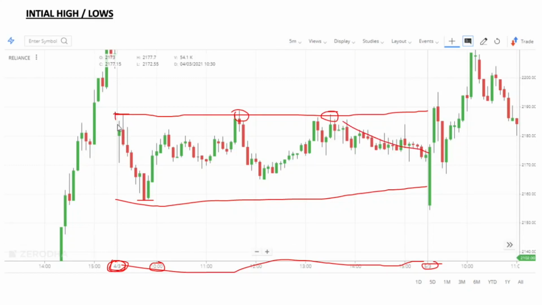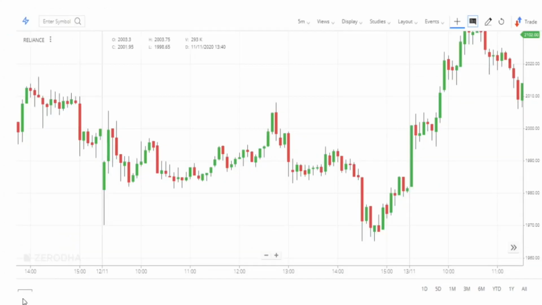So this is the importance of initial high and low in your chart when the market is live. You have to mark these levels whenever you see these initial high and lows. Only on sideways days you will find these initial high and initial low levels. Let us see another example.